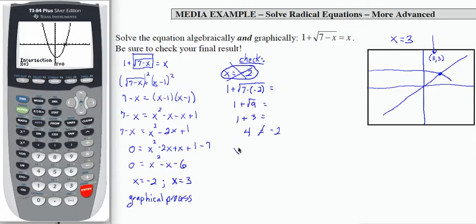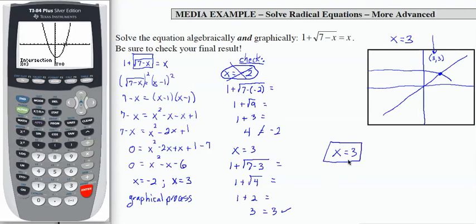Let's double check x equals 3. If I plug in 3 to the left-hand side, I get 1 plus the square root of 7 minus 3, which equals 1 plus the square root of 4, which equals 1 plus 2, or 3, and my x here is 3, so that one checks. So the only solution to this equation is x equals 3.